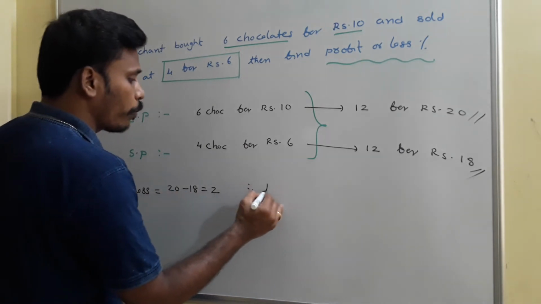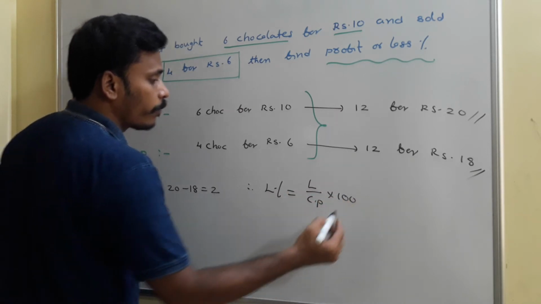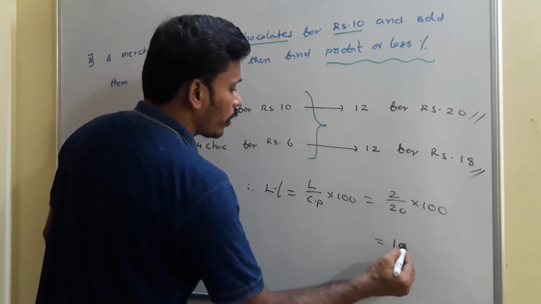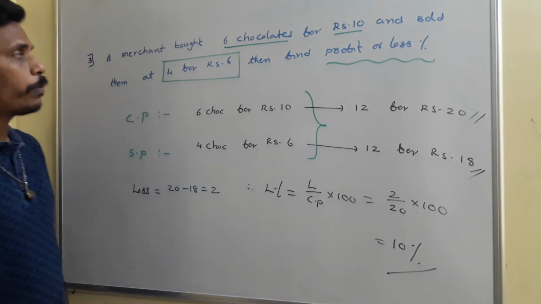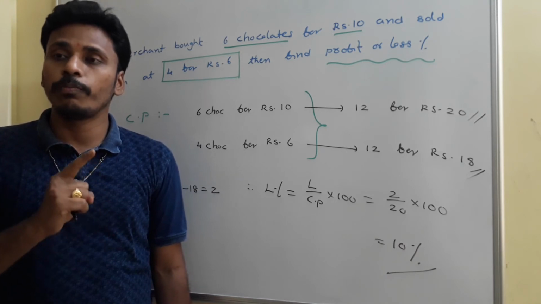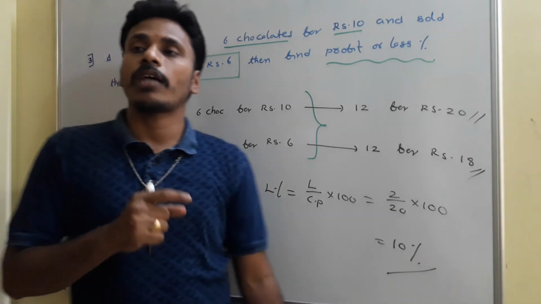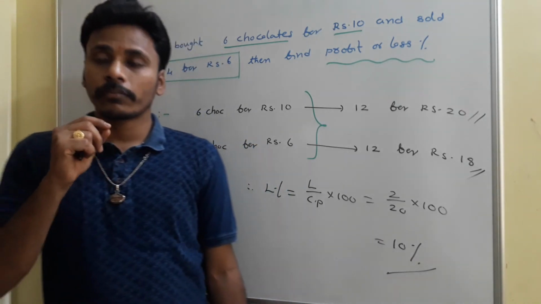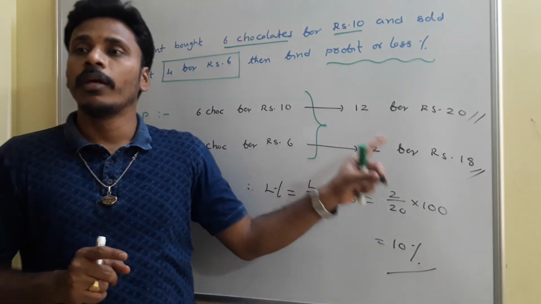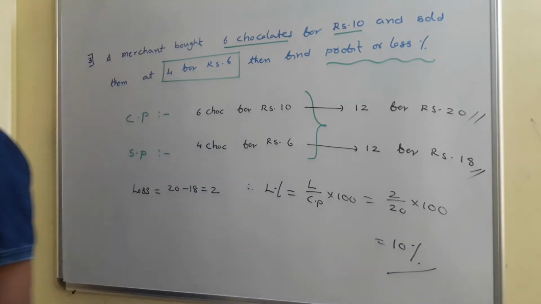Since loss is equal to 2 rupees, therefore loss percentage is loss by cost price into 100, and that is equal to 2 by 20 into 100. If you solve, you will get 10. So there is a loss of 10% in this whole transaction. Is it right? Just have a look. One thing you need to keep in mind is that to calculate either profit percentage or loss percentage, the number of objects, the quantity, should be the same in the two situations, in the buying process as well as in the selling process. Just have a look.